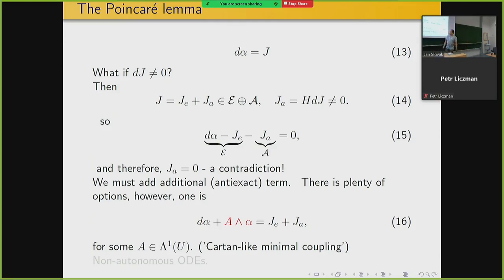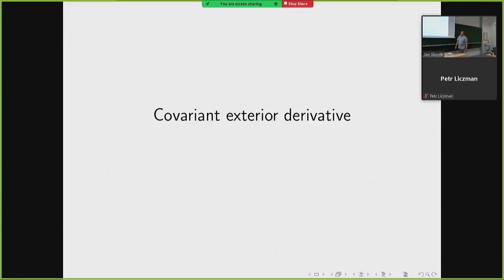It's introduced like Cartan would like to introduce it. And by the way, we see also on this example that when this right-hand side, which describes some interaction between our system and the outside world, is anti-exact, then we have to introduce some additional fields which compensate this outside interaction on our system. And this outside interaction is described by this additional field, which is called connection. Okay, so let's focus on covariant exterior derivative.